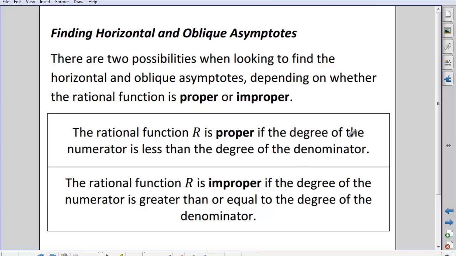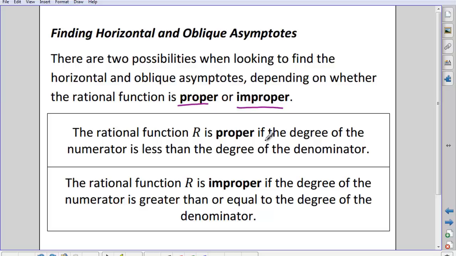Okay, so that's vertical asymptotes. We're going to move on and look at horizontal and oblique asymptotes. There's two possibilities when you're looking at horizontal and oblique asymptotes. So we kind of work these problems two different ways, and it depends on whether the rational function is proper or improper. So first, let's define proper and improper, and then from that we'll look at how to find horizontal and oblique asymptotes for these rational functions.